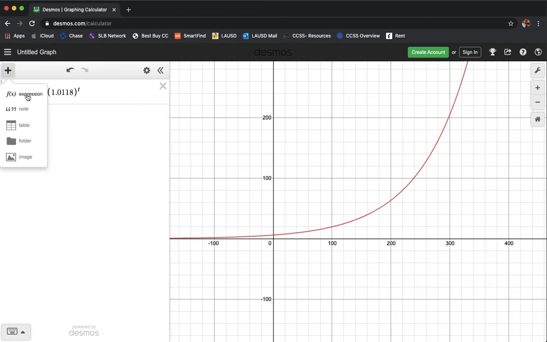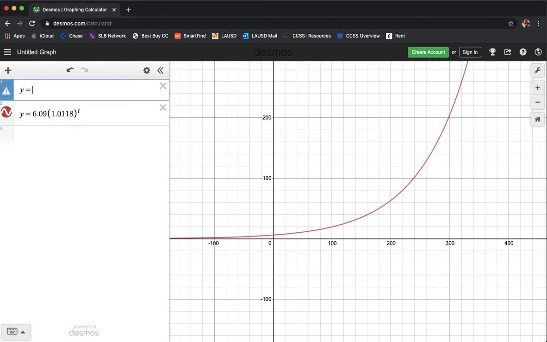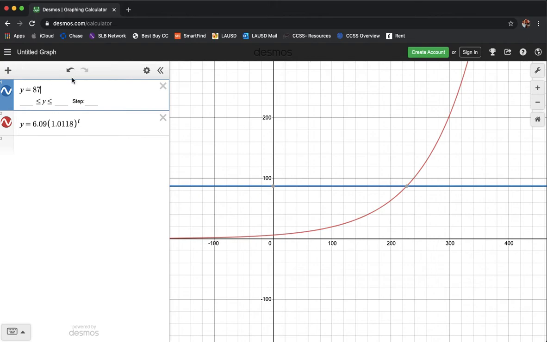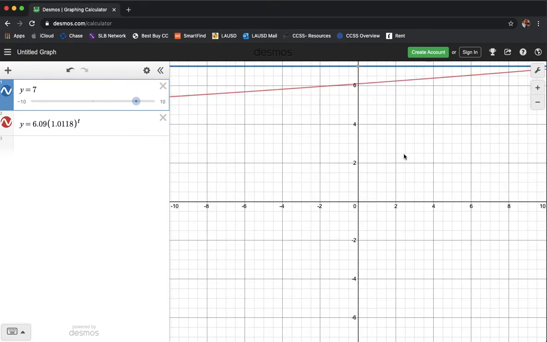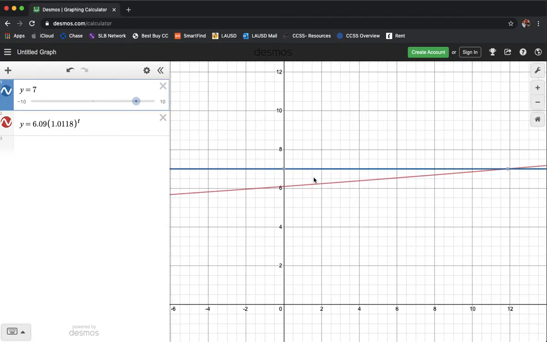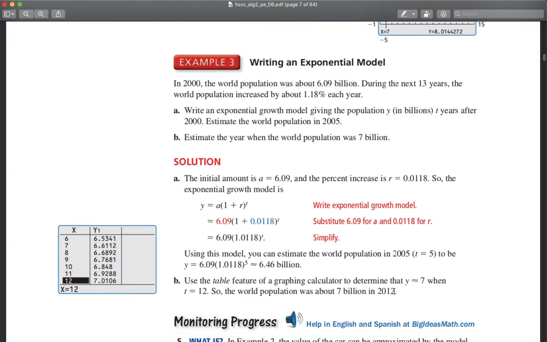And then we're going to insert the second equation, which is y equals 7. Oops, I wrote 87. Let me go and fix that. y equals 7, and we actually see an intersection point, right? Remember, you can touch either one of these lines, and that point will be highlighted for you. So when we have about 7 billion people, that time frame is going to be 11.87 years. If we round that up, it is about 12 years that it takes for the population to get to that state.